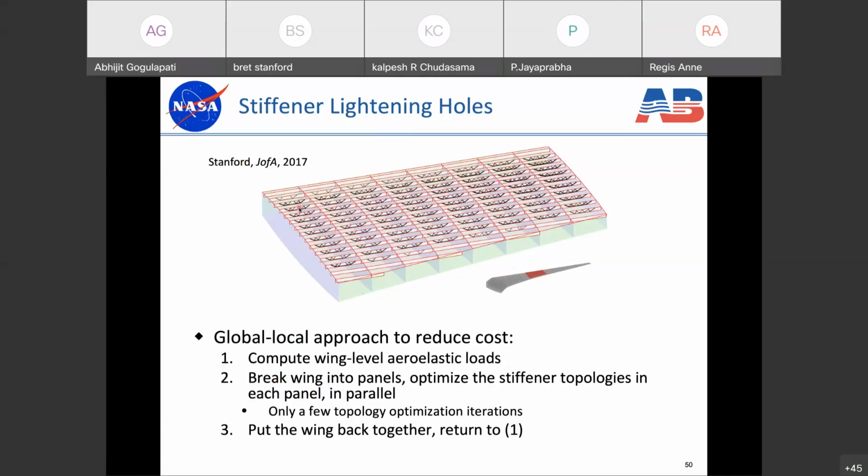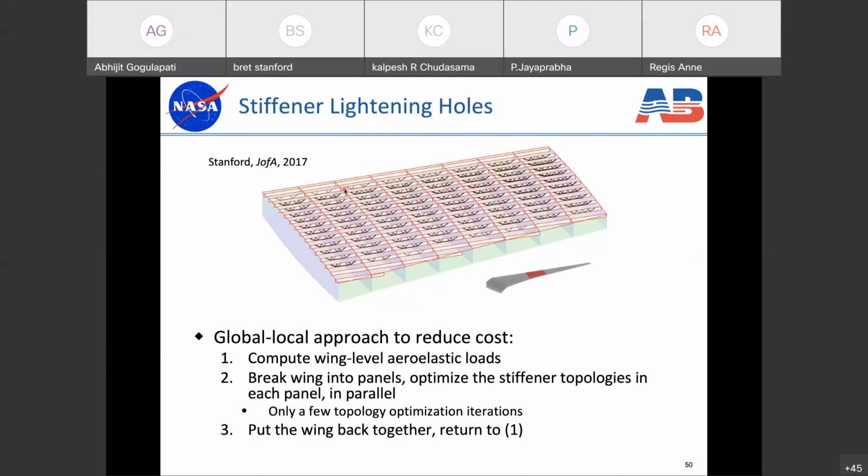The computational cost of doing this is really large because we have so many design variables. And so we use a global-local approach to try and reduce the cost. What the global-local approach means here is that we compute aeroelastic loads at the wing level. And then we break the wing into panels. So the panels are delineated by ribs. So this is a panel, this is a panel, and so on. And we optimize the stiffener topology in each panel in parallel. So we do them all at once.